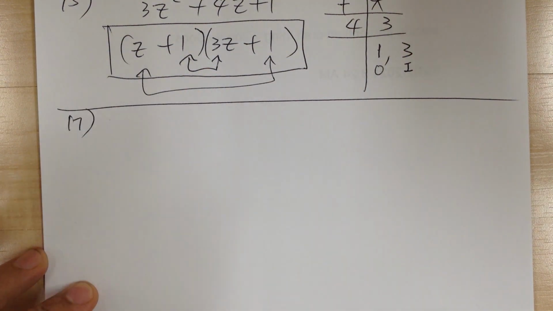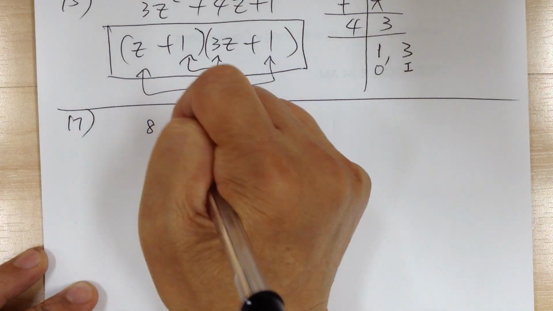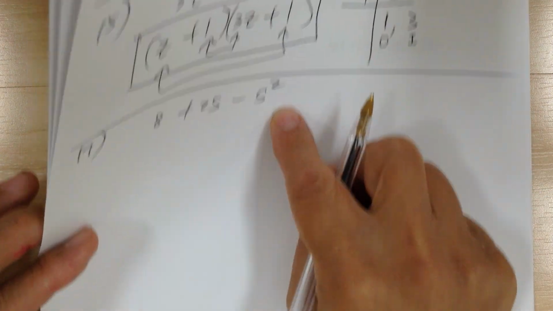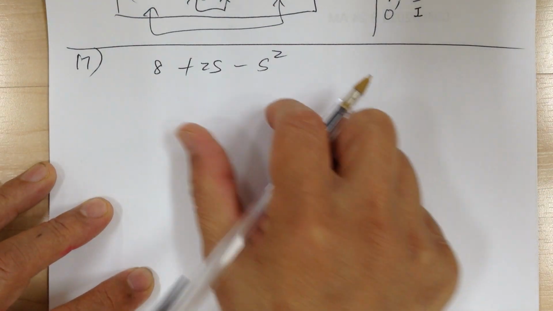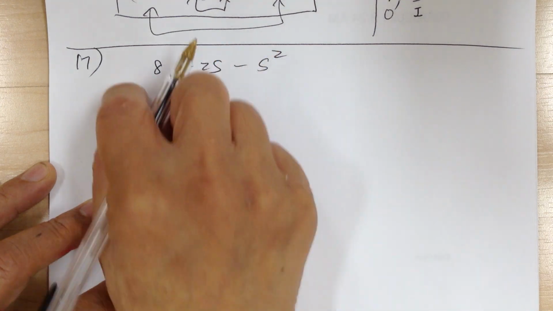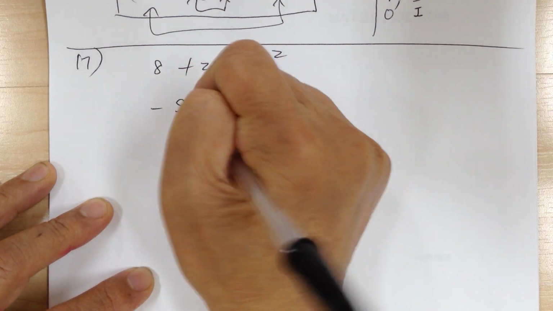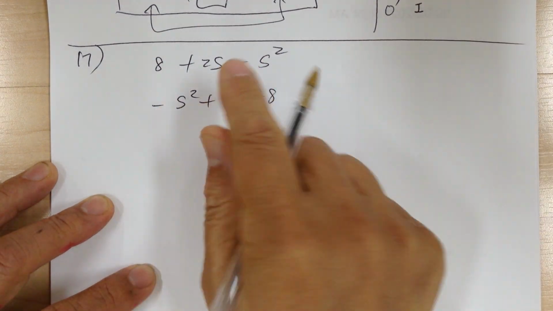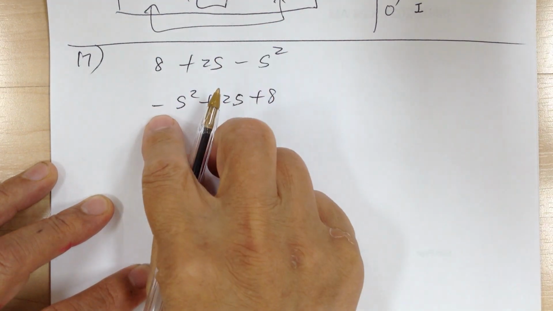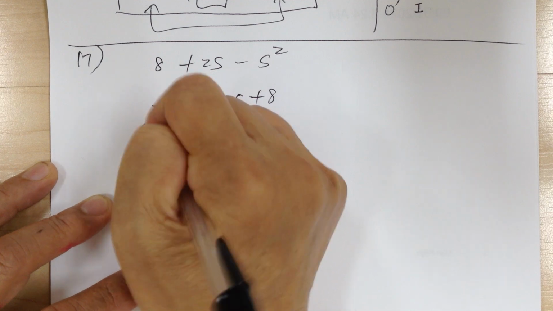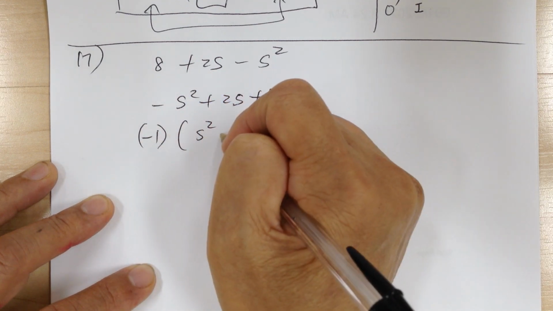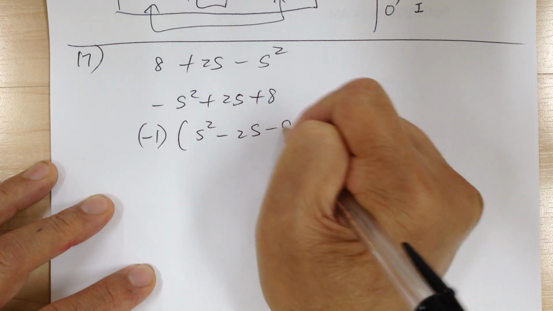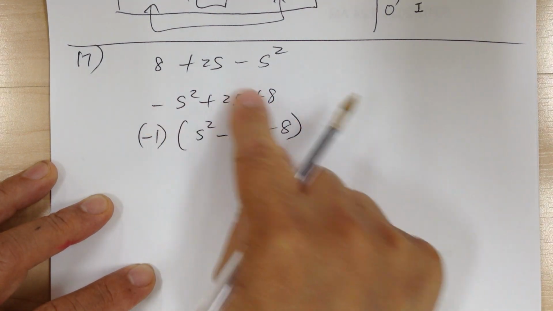Okay, next one. You have 8 plus 2s minus s squared. Okay, now notice the variable is in the end, so you probably want to go and switch, okay? Put in the correct order. Next thing is you don't want to factor with a negative in front, so go and factor the negative 1, so you get s squared minus 2s minus 8. So double check, double check, double check.